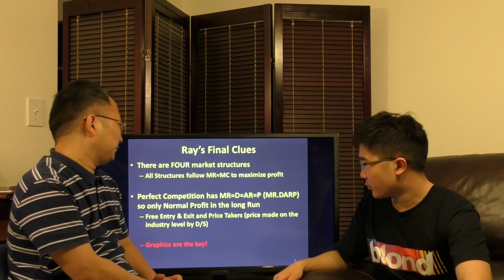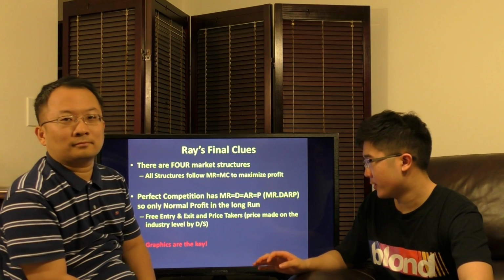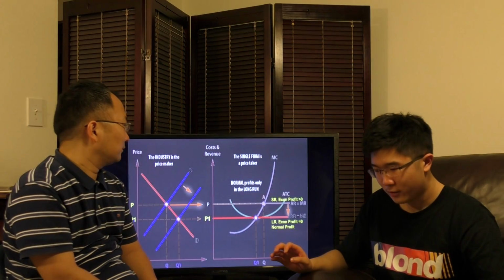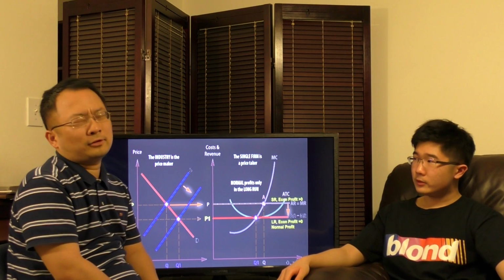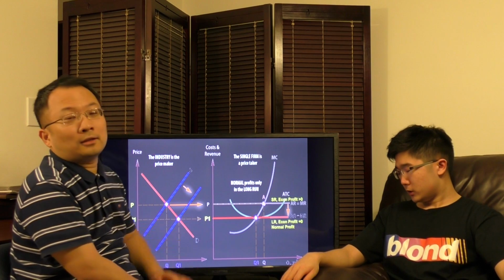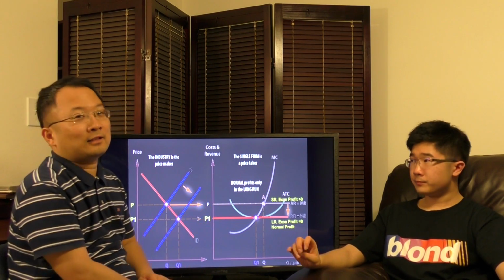And so, we mentioned free entry and free exit, they're price takers, and their price is made by the industry on an industry level, not by any individual firm. This can be easily seen through graphs like this. Graphics are really important. I hope you guys really pay attention to that, because it really helps you to understand the macroeconomic concepts in just one picture. Yeah, I think that's really cool.